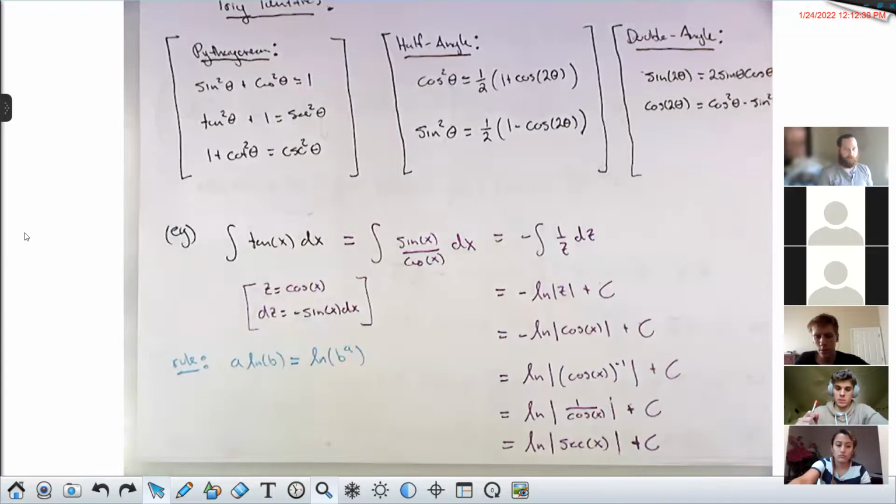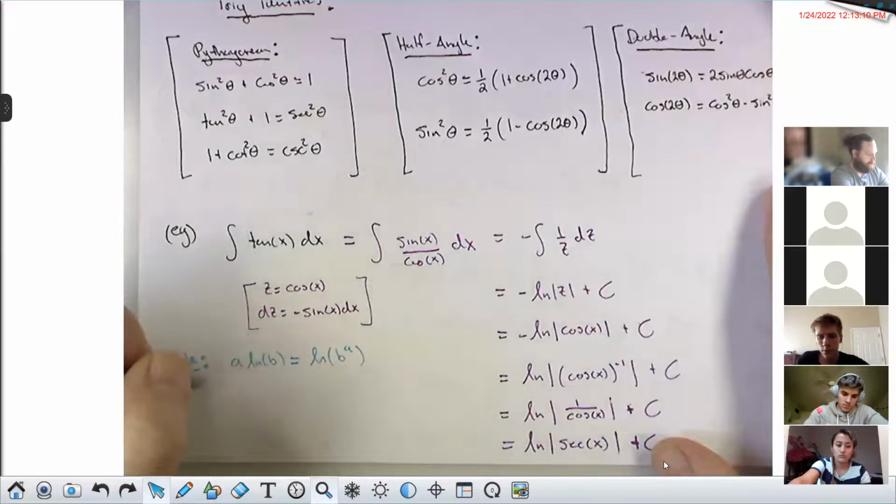If you prefer to think of it as the negative ln of cosine, that's fine. This is correct. But because secant and tangent connect to each other all the time, right? The derivative of tangent is secant squared. The derivative of secant is secant tangent. The Pythagorean identity is tan squared plus 1 equals secant squared. Every time you see a secant, there's a tangent nearby and vice versa. So it's nice to think of the integral of tangent x dx as the ln of secant x plus c.